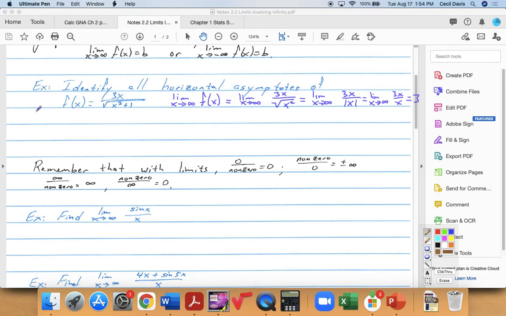Well, now let's go the other way. The limit as x tends to negative infinity of f of x. We can still do the same thing here. We can go, okay, that'll be the limit as x goes to negative infinity of 3x over the square root of x squared, which we said is the limit as x goes to negative infinity of 3x over the absolute value of x. Now we got to think a little bit more.